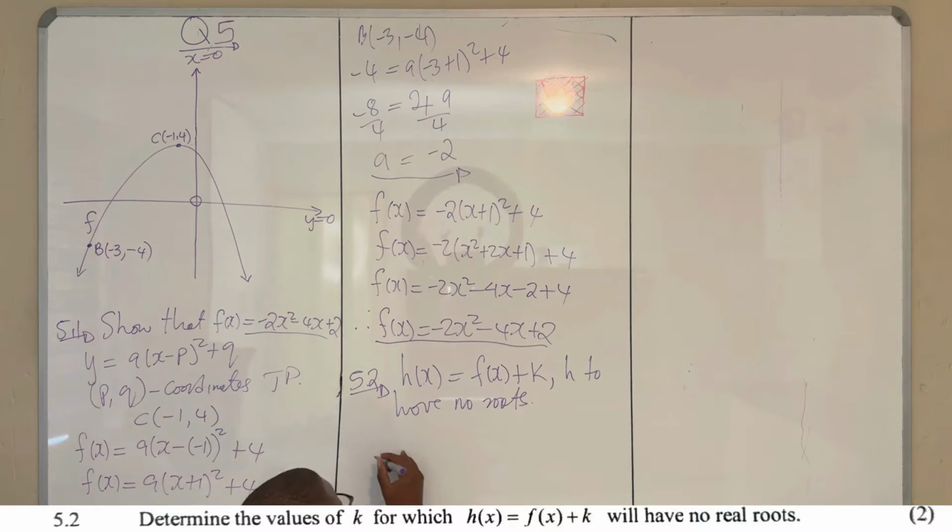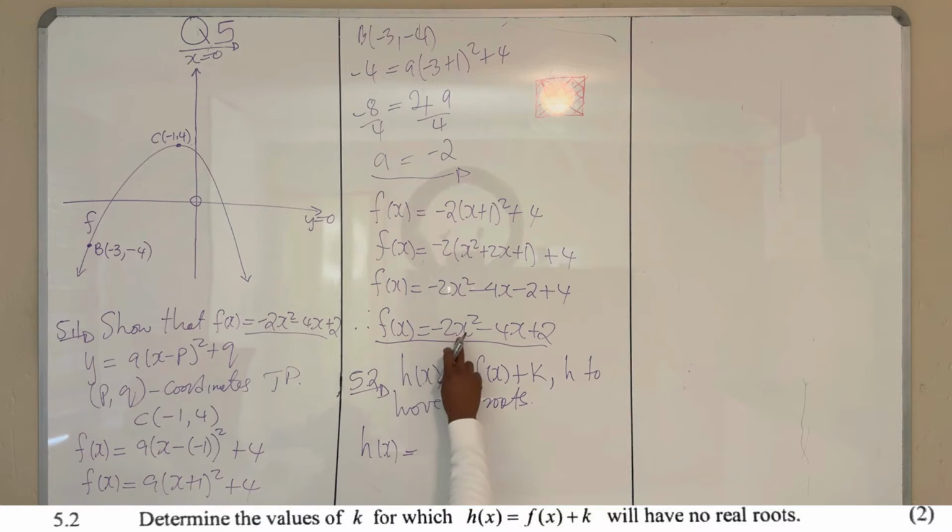If you're looking at h of x is equal to f of x plus k, what is f of x? f of x is what we just found: minus 2x squared minus 4x plus 2 plus k.